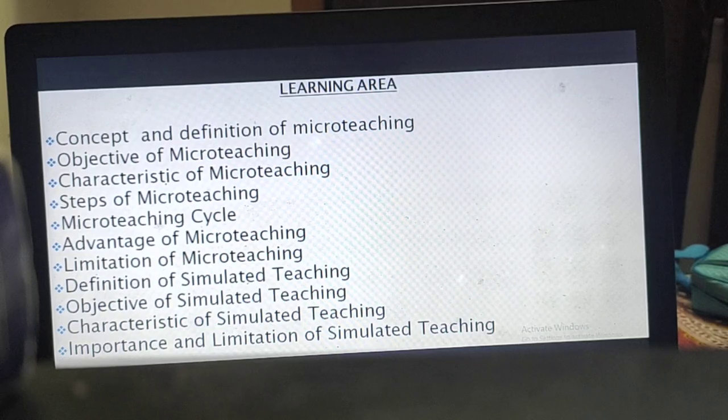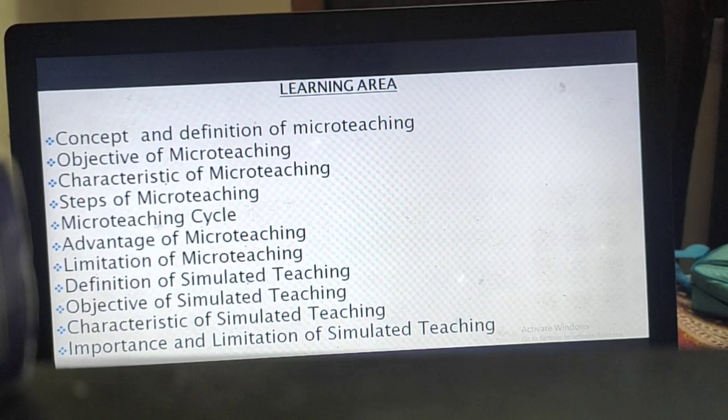Before starting my topic, the students have to learn the following learning areas. These are very important learning areas I have mentioned here. First, you have to learn the concept and definition of micro teaching, objectives of micro teaching, characteristics of micro teaching, steps of the micro teaching cycle, advantages and limitations of micro teaching, definition of simulated teaching, objectives of simulated teaching, characteristics of simulated teaching, and importance and limitations of simulated teaching.